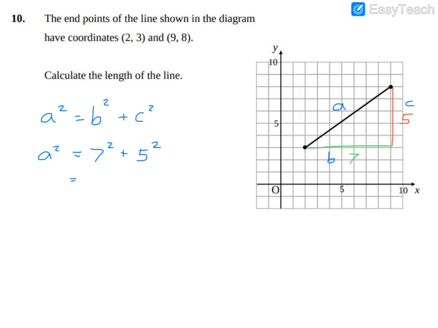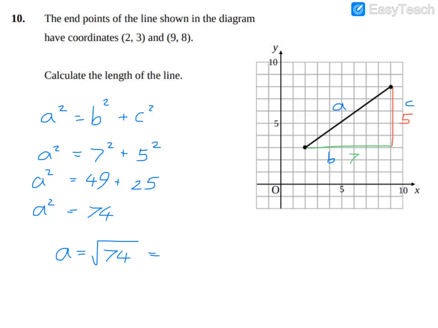And again, maybe we're using a calculator. Maybe we know that 7 squared is 49. Maybe we know that 5 squared is 25. When we add them together, maybe we know that that is 74. So a squared is equal to this. Ooh, that's a funny looking squared. A squared equals 74. Now if a squared is 74, a must be the square root of 74.